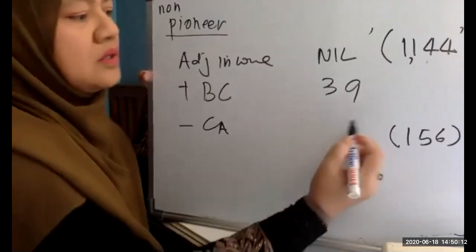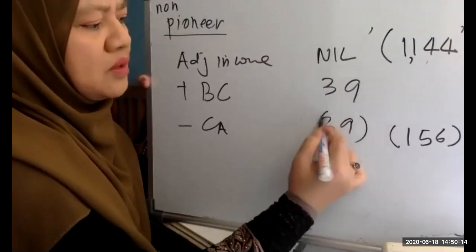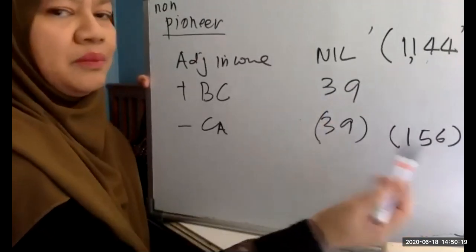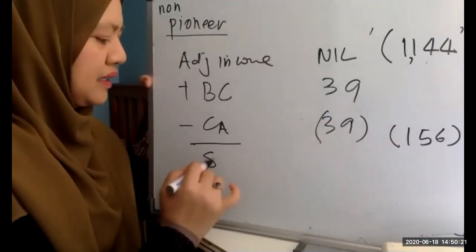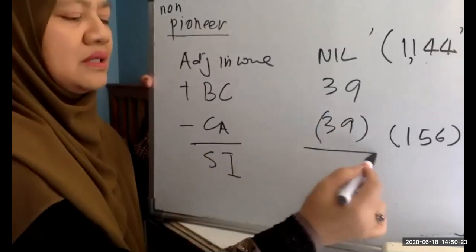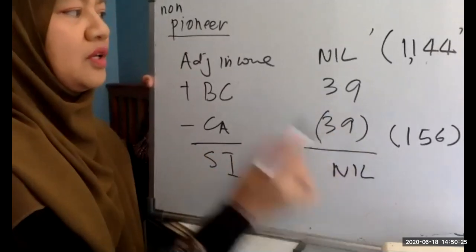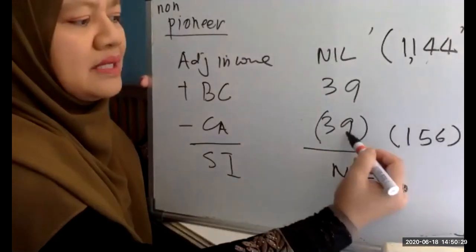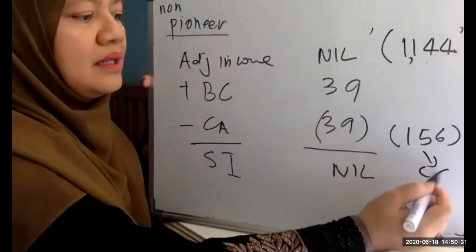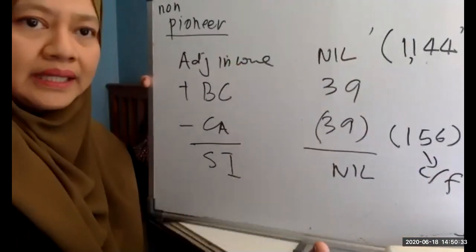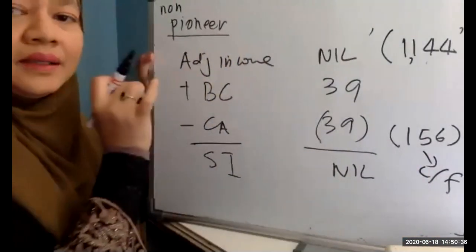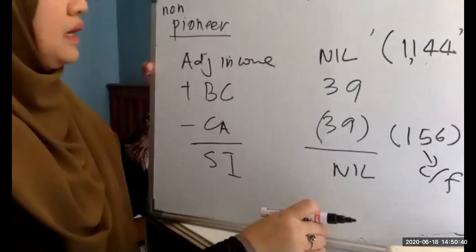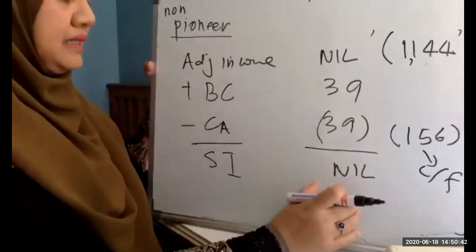No, right? So you're going to use 39,000 only because your balancing charge is 39. You don't have to use 156 because otherwise you have a statutory income of negative. So here your statutory income from your non-pioneer business is also nil. And remember that the balance, 156 minus 39, will be carried forward to the following year for your non-pioneer business. So now you have non-pioneer business having an adjusted loss.